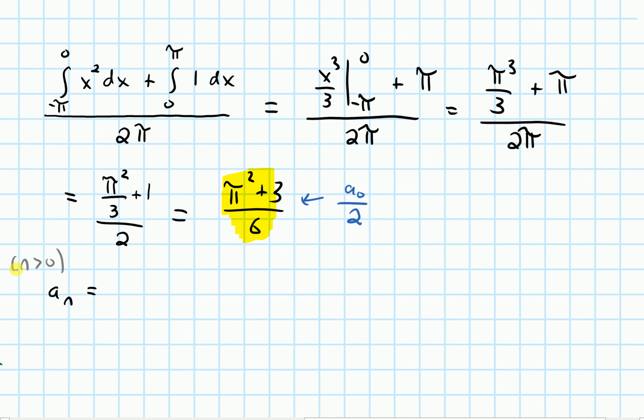So next we want to find a n when n is greater than 0. These are going to be the coefficients of all those cosine terms. Remember, our formula for this is that now we take the inner product of f of x with the cosine terms.